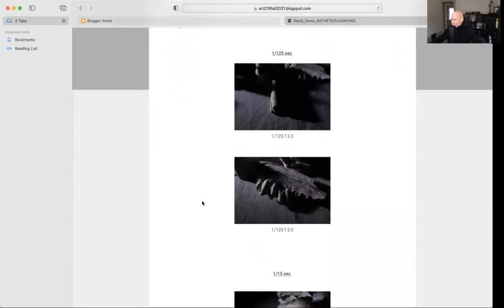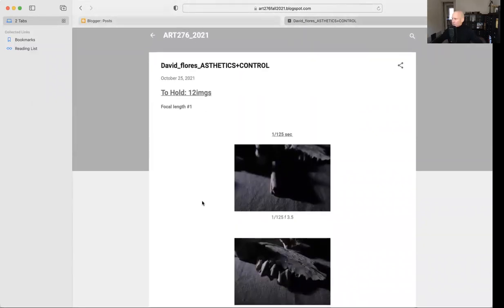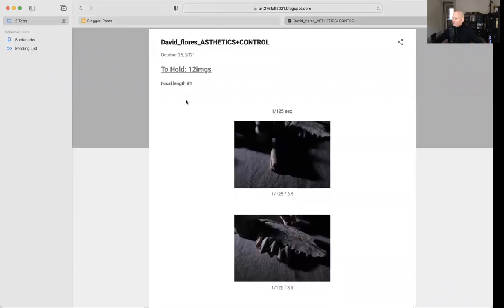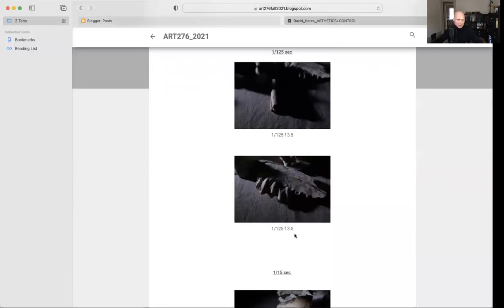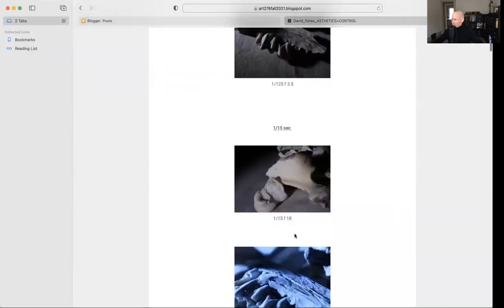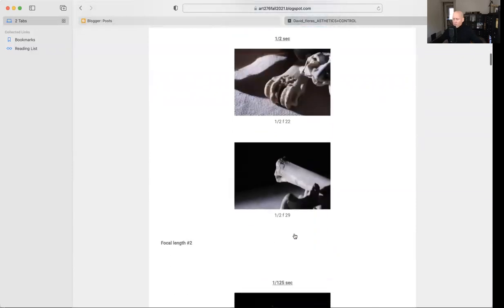I see that you're attaching everything. You've labeled things fairly well: 1/25th of a second at focal length number one. You've got a couple here at 125. I like that you put in the f-stop as well. That gives us an idea that you're paying attention to that kind of stuff. A 15th of a second. So all of that's good.